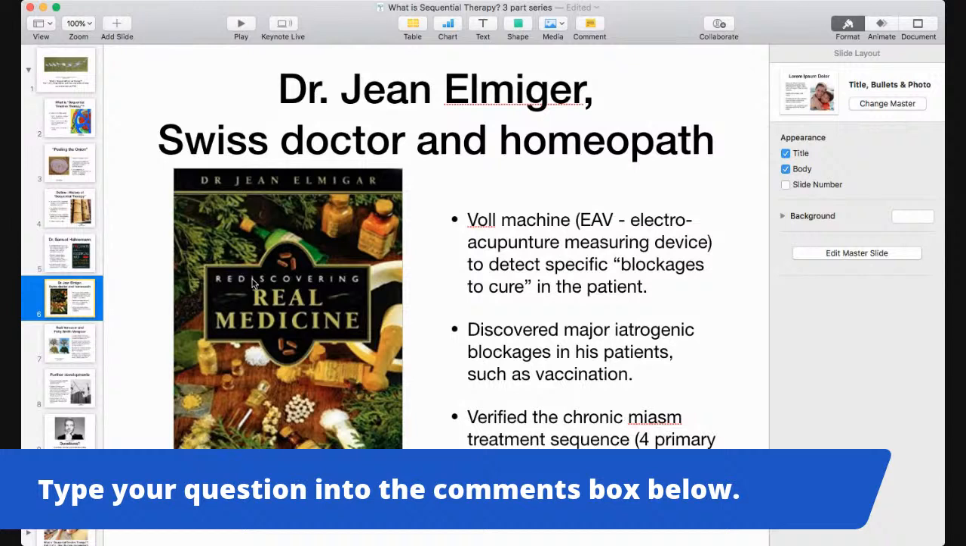And he verified Hahnemann's three miasms, but he extended that sequence into four primary miasms. So kind of where Hahnemann was coming to: the sora, the tuberculosis, the psychosis, and the syphilis. And then Dr. Elmiger added in a fifth miasm as well, what we now understand as the cancer miasm. It's quite an amazing read. It's very engaging prose, and it's quite a joy to read.